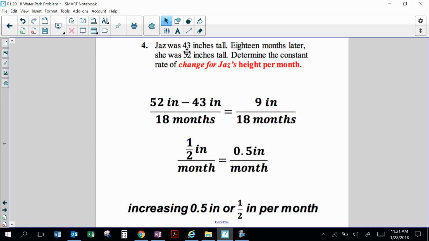Number 4, it increased a half an inch per month. So Jazz was 43 inches. 18 months later, she was 52 inches. I mean, she grew by 9 inches. Must be like a horse or something. Can't be human. So how much did she grow every month? If we simplify 9/18, that's 1/2, half an inch per month.